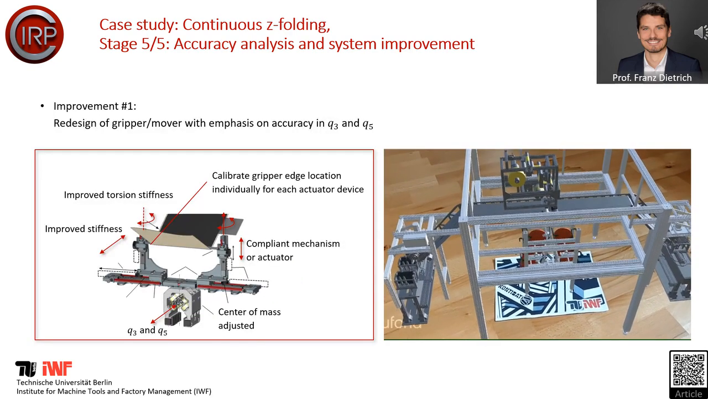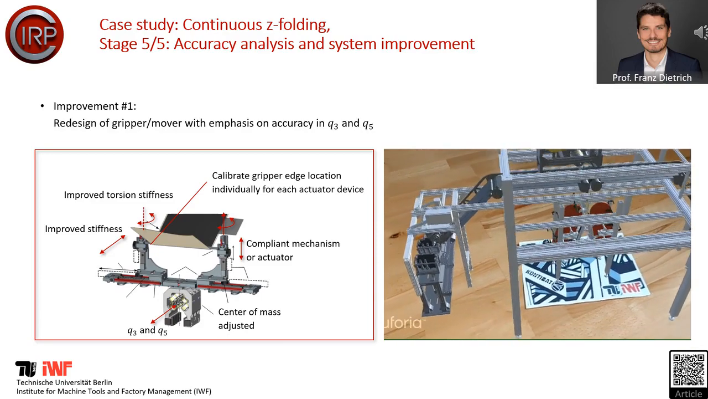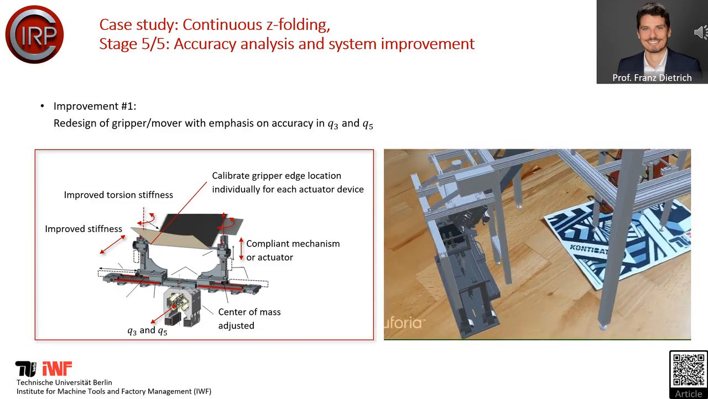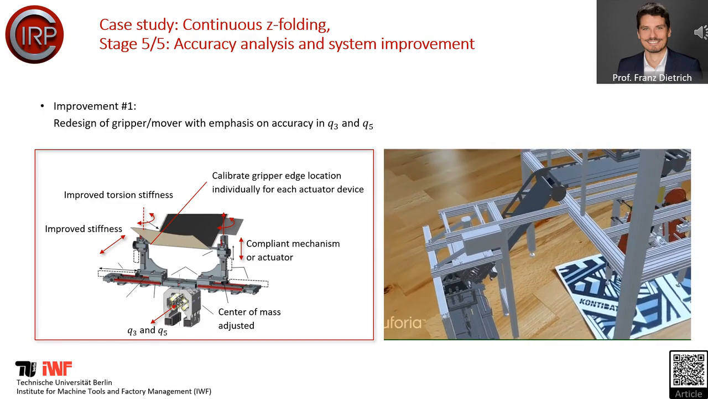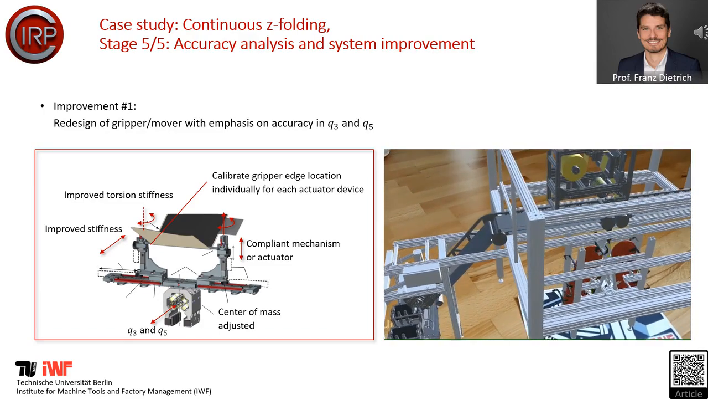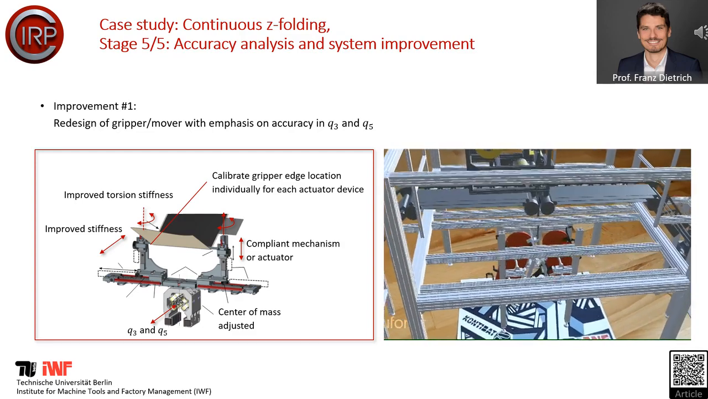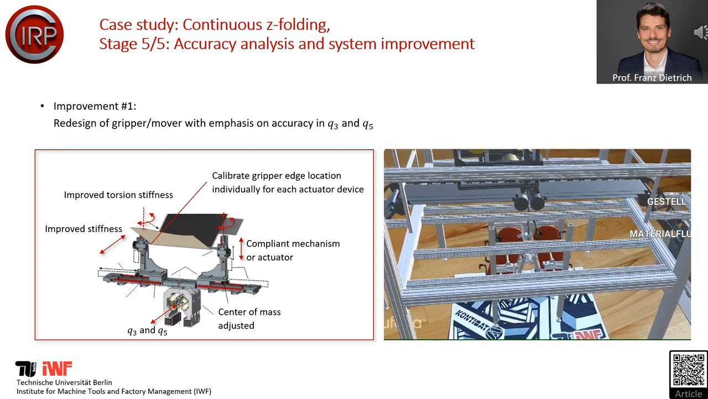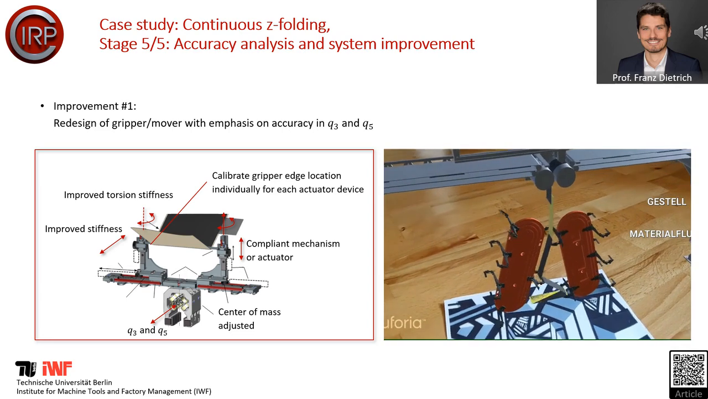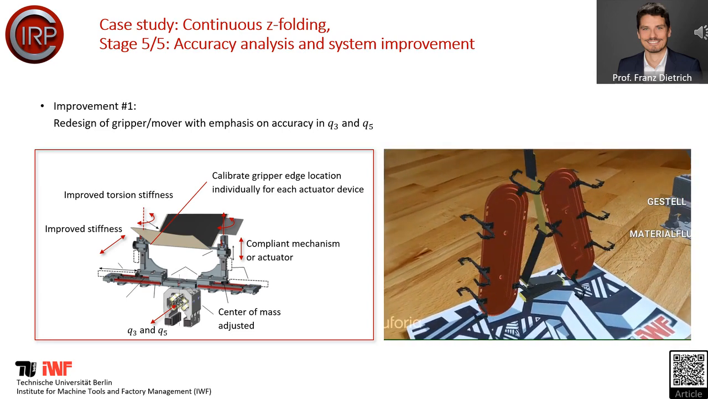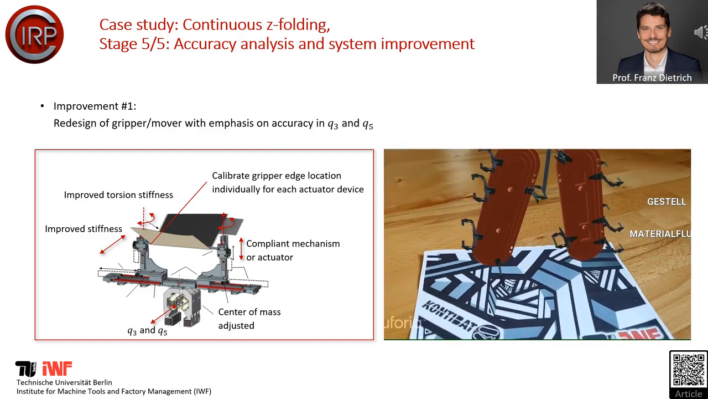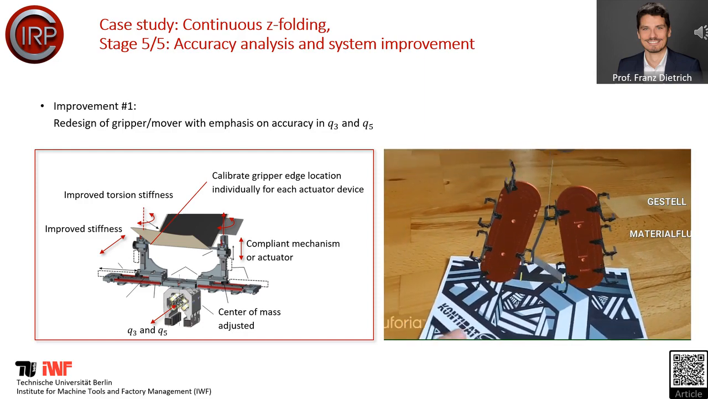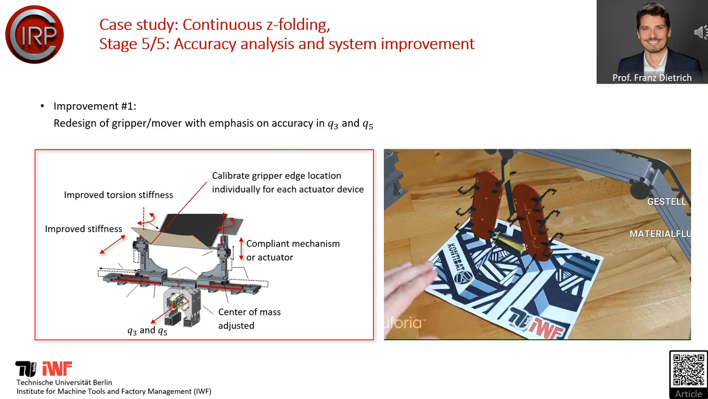I'd like to show you two examples of such improvements. The first one is the redesign of the gripper and mover, where we have strengthened our emphasis on the accuracy in the actuators Q3 and Q5. On the right hand side, you can see an augmented reality animation of the whole machine and the process. The machine will fold away so that the process will become visible.